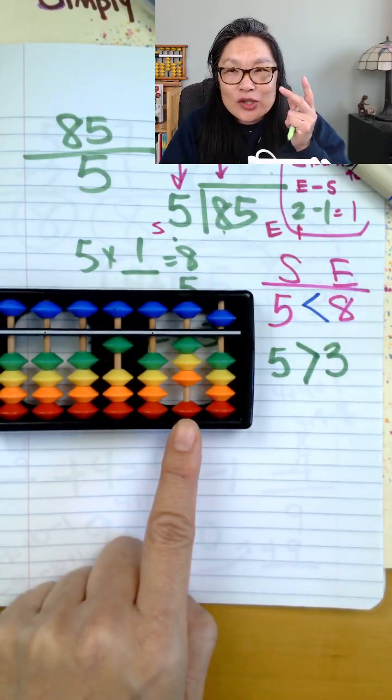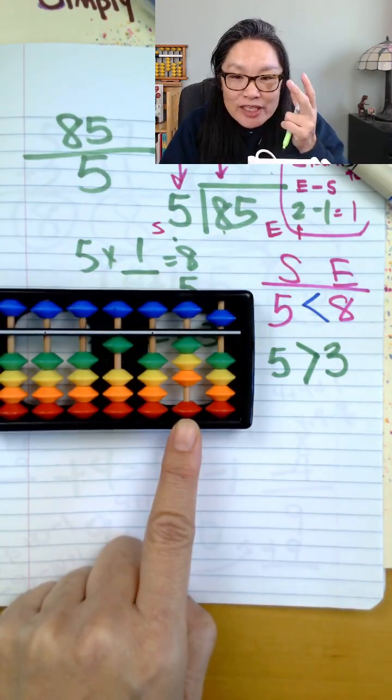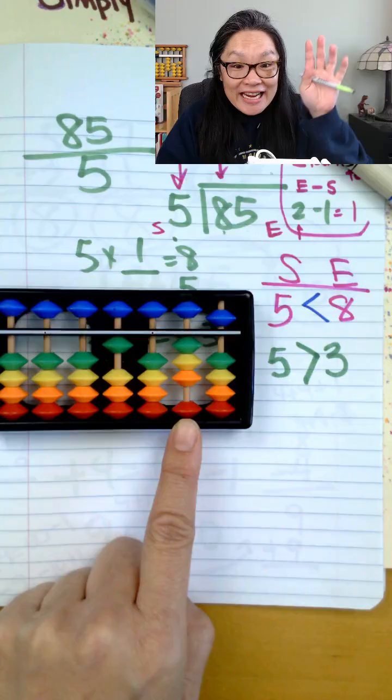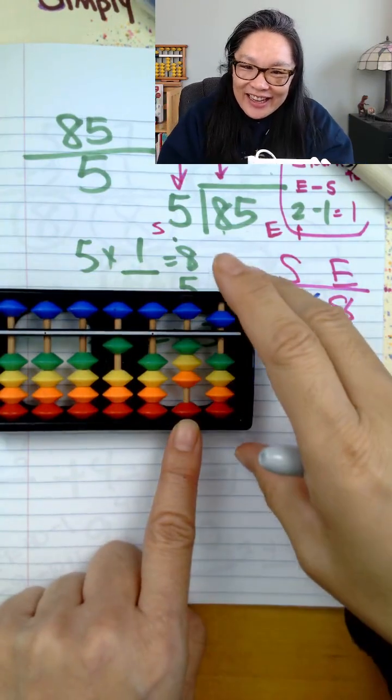And it's interesting, because mainstream math doesn't do that. They don't teach you to compare. And it's interesting. Hey, NCMS, we're doing division.